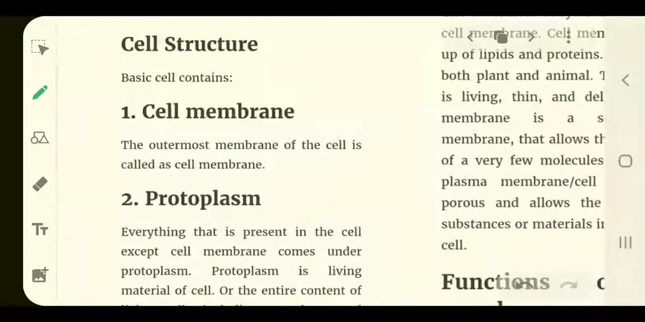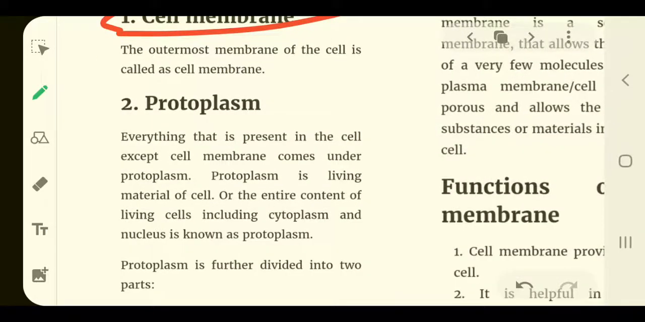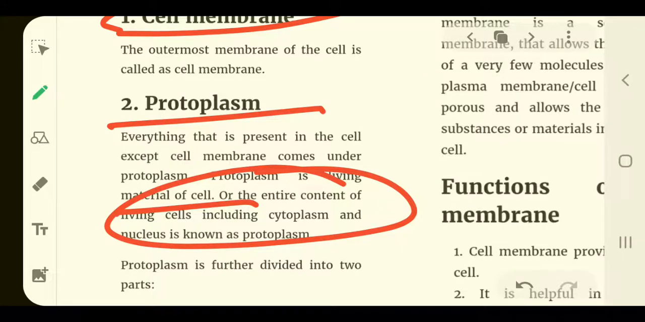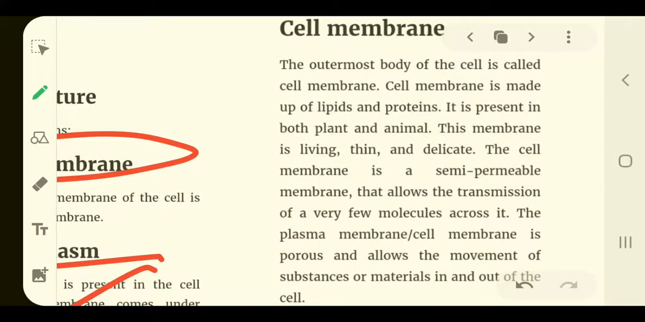Now, these are some components that a cell contains. I have told you the outermost boundary in a normal cell is called cell membrane. Then we have something called protoplasm. Underline this. Protoplasm is the living material, and the entire content of the cell is referred to as protoplasm. So you can say it is cell membrane with cytoplasm, because everything is embedded in cytoplasm only. Basically the protoplasm is the living matter of the cell, and protoplasm has two parts, as I have told you.